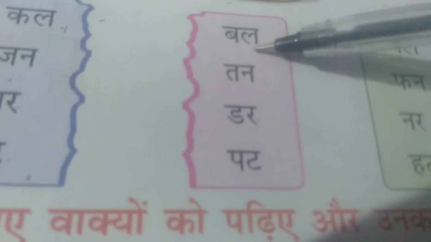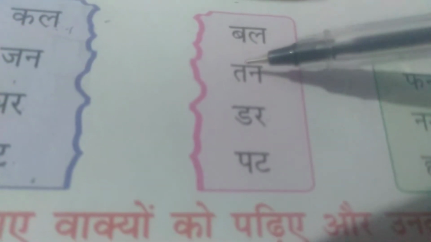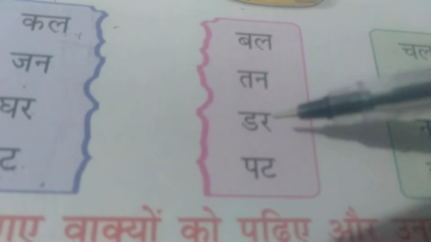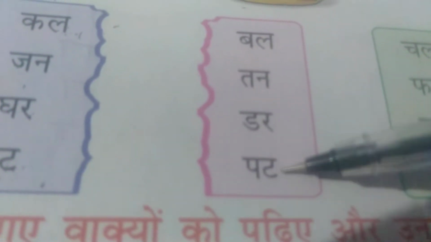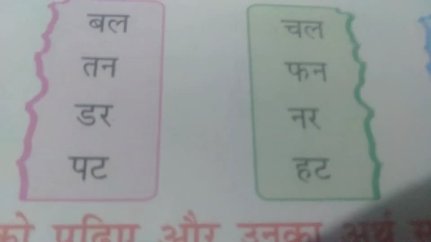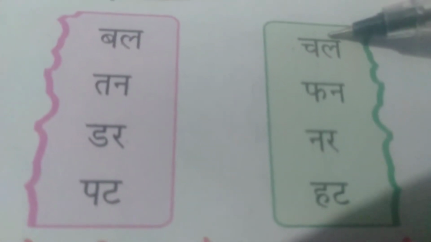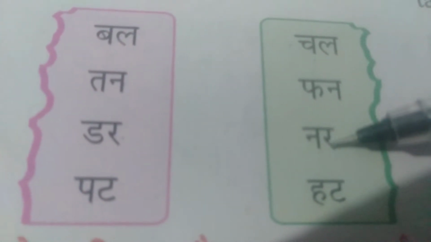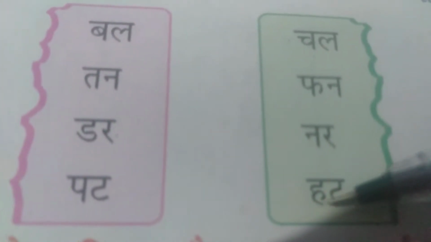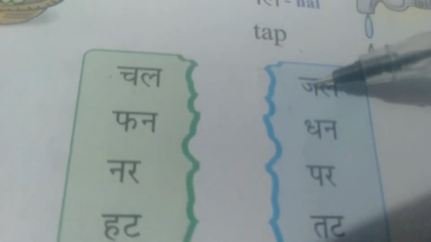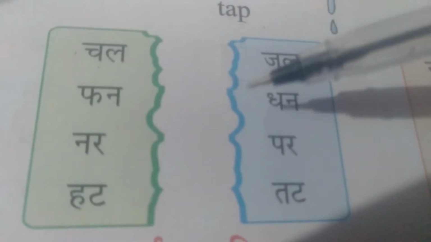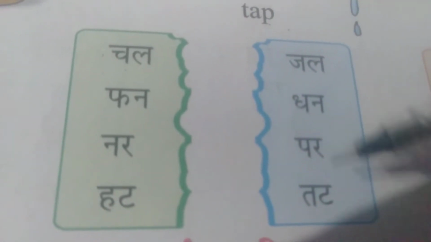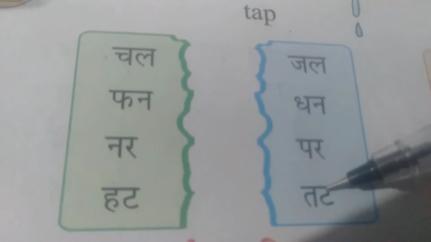Ba, la, bal. Ta, na, tan. Da, ra, dar. Pa, ta, pat. Cha, la, chal. Fa, na, fan. Na, ra, nar. Ha, ta, hat. Ja, la, jal. Dha, na, dhan. Pa, ra, par. Ta, ta, tat.